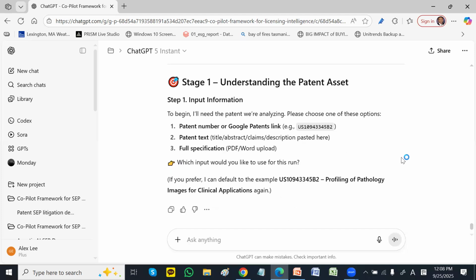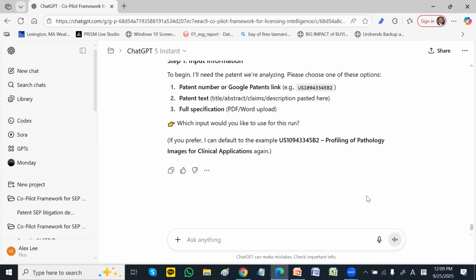So, just utilizing that as an example, starting from the given patent, right? Profiling of pathology images for clinical application, whatever. If you're not in healthcare, that's okay. Just think of this as a healthcare type of patent, and starting from this, it goes over the full life cycle of patent licensing, divided into several stages.